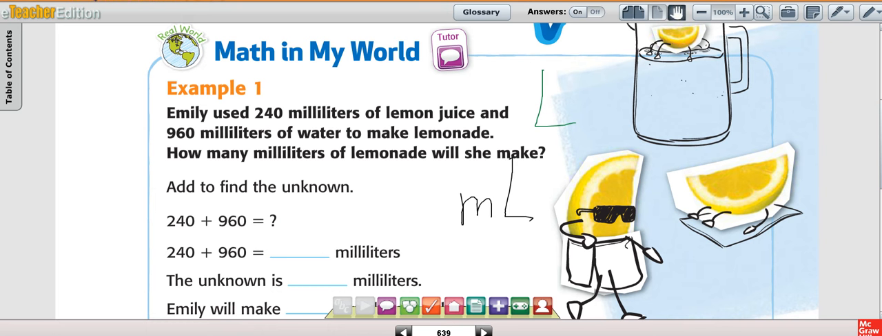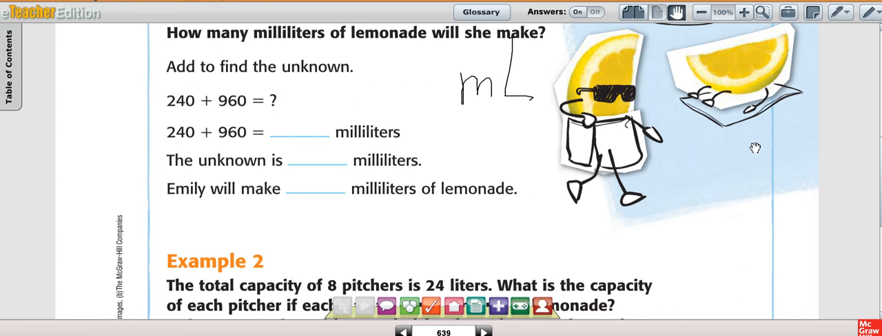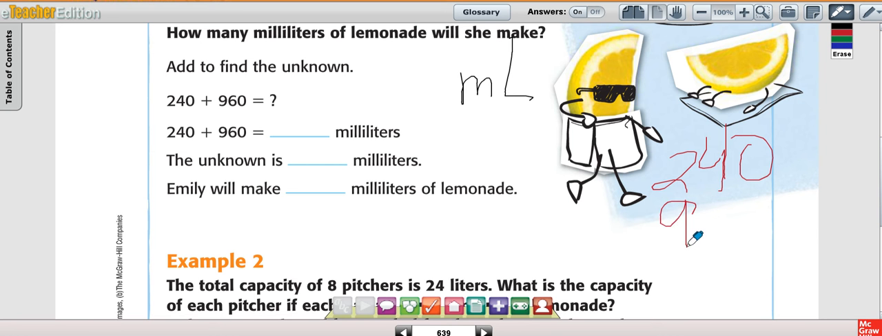Okay. So Emily used 240 milliliters of lemon juice and 960 milliliters of water to make lemonade. How many milliliters of lemonade will she make? So add and find out. Well, let's find that out. It says add 240 plus 960. Okay, 240 plus 960.